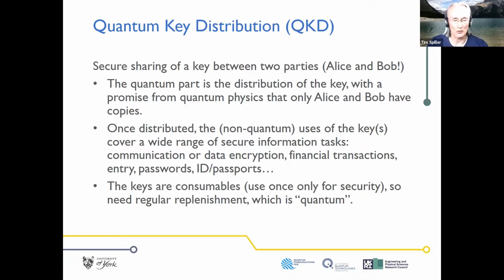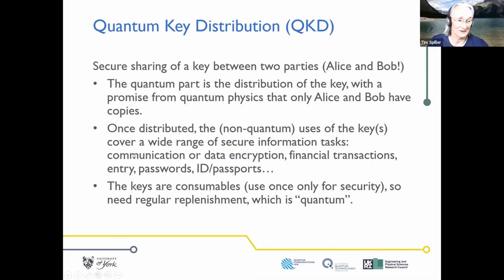But the first important point to note is that it is the establishment of that key between Alice and Bob that is the quantum part. That needs quantum physics, it needs quantum measurements, it needs quantum transmission from Alice. Once the key has been shared between Alice and Bob, they can use it for what they want. So the use of the key is not quantum.